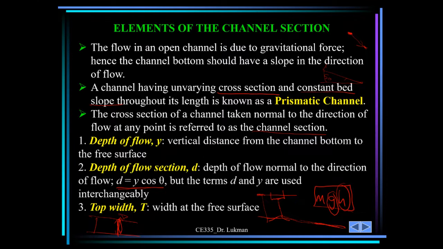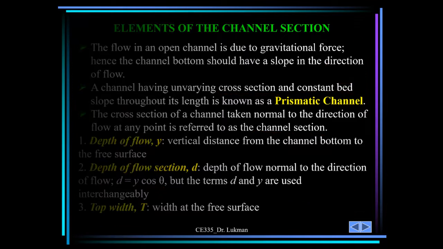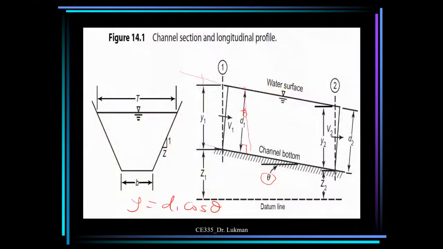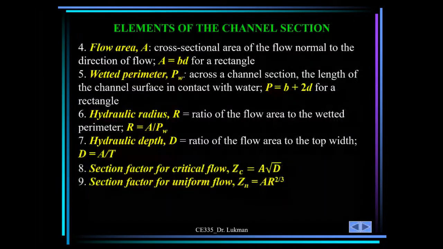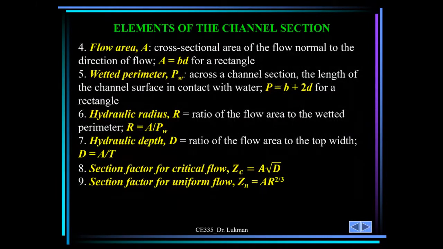And top width is the width at the free surface. This is the top width, the width at the free surface, T. And this is the side slope 1 to Z. This is the channel width B. Flow area is the cross-sectional area of flow, normal to the direction of flow. For a rectangle, it is just breadth times the depth.